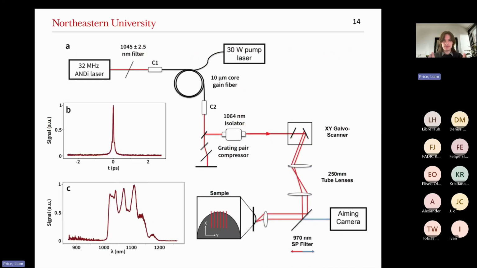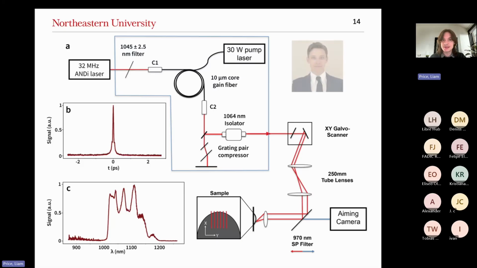And so as I mentioned, we have the 32 megahertz Andy laser that Brian actually spoke about when he was here before. So we're using that laser as the seed for our new amplifying setup. And so in this blue box here is the actual amplifier portion of our system. And so Henry from Cornell was nice enough to visit and help us set up this system.